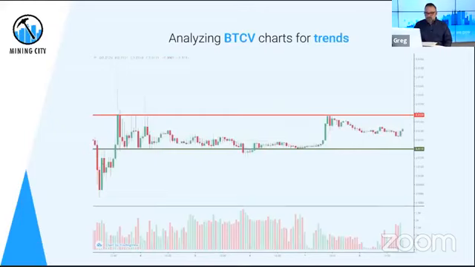Now, each candlestick in this BTCV/BTC chart represents a full hour of price movements, as I said before. And using technical analysis, we can understand that between the 3rd and 8th of September, BTCV found a support level at 0.011 BTC. That's the green line over here. And it found a resistance level at 0.0129 BTC over here.